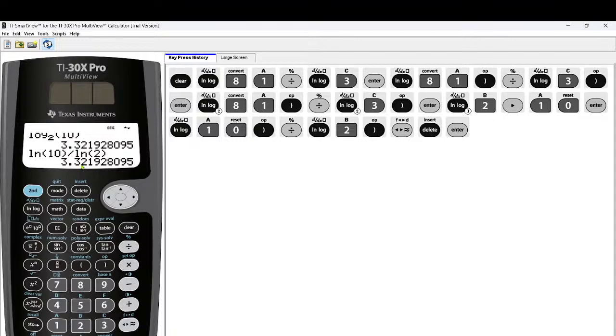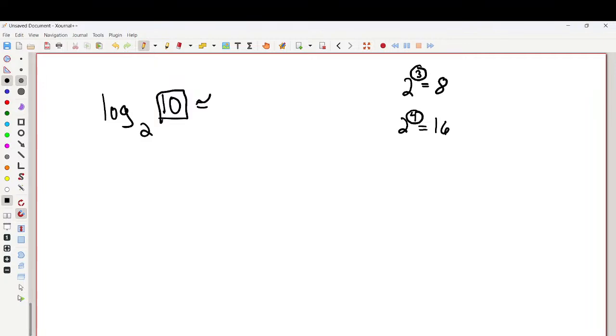So for our notes' sake, 3.3219. This is about 3.3219.